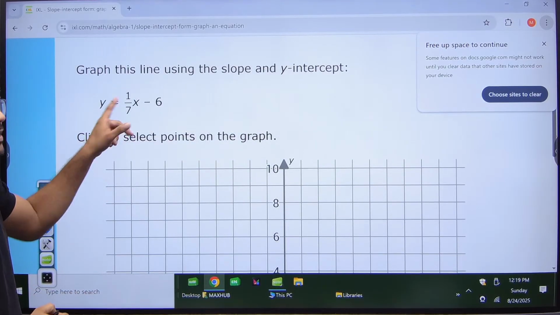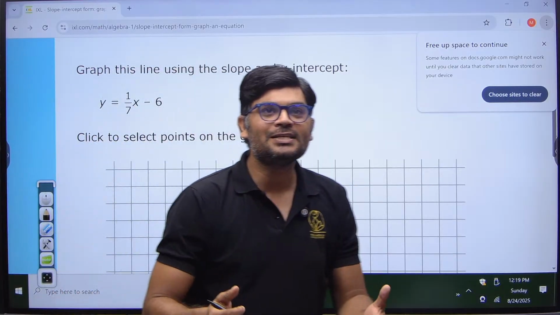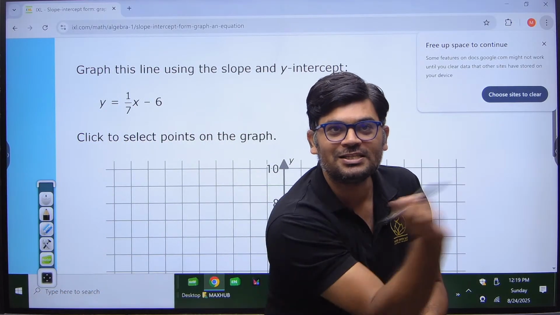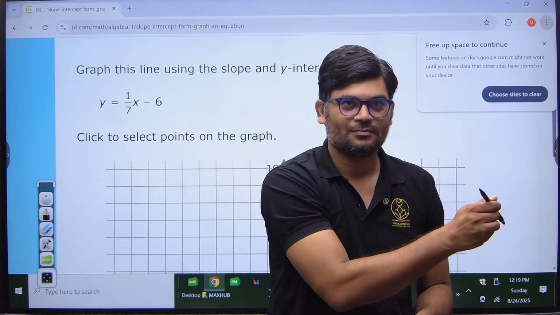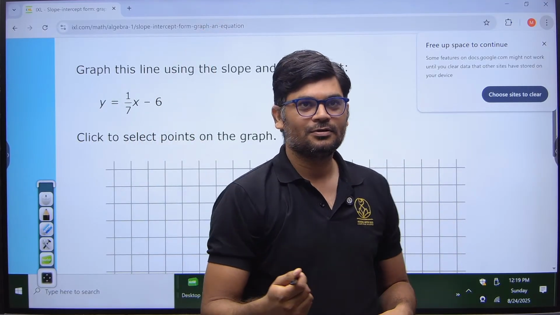Are you getting it? 1 by 7. 1 unit up. Suppose it is negative 1 by 7. So 1 unit down and 7 units right. If it is negative, go down. If it is positive, go up. Alright? Now do it.